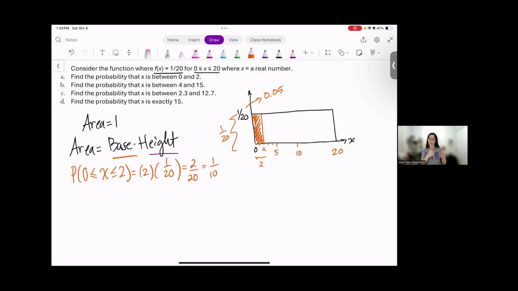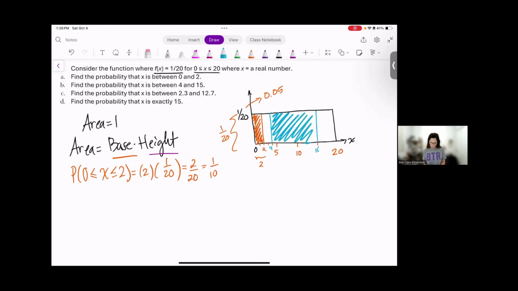So think about this, 10, 20, 30, 40, 50, 60. I would multiply that 10 times to get to 20, and 2 times 10 is 20. So that's a tenth. What about between 4 and 15? So 4 is here. 15 is here. That's a much larger region.